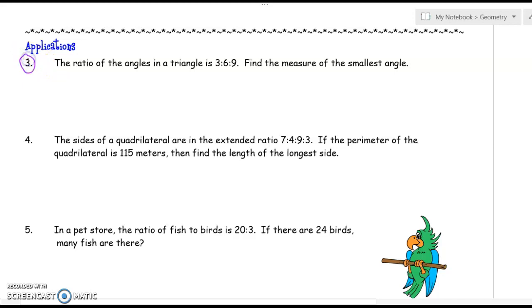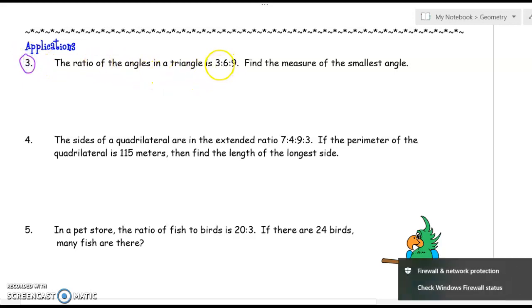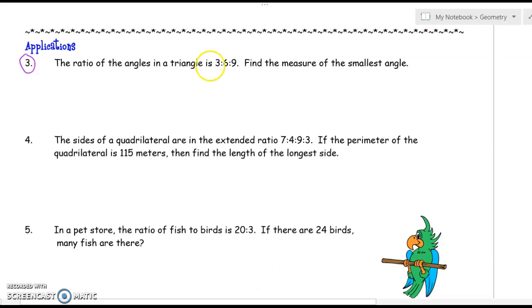So for number 3, it says the ratio of the angles of a triangle is 3 to 6 to 9, and find the measure of the smallest angle. So what's going to happen is when they tell you that there's a ratio of angles, 3 to 6 to 9 doesn't mean that the angles are 3, 6, and 9. It means that one of the angles is a multiple of 3, one of the angles is a multiple of 6, and one of the angles is a multiple of 9. So what that means is one angle is going to be 3 times something, 3x. The other angle is 6x, and the other angle is 9x.